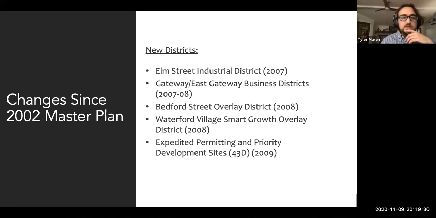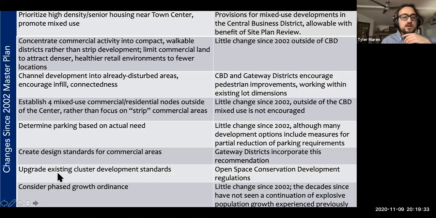So on the next slide, there's a lot of text here. I just plunked this in from the chapter. This is an analysis of some selected major goals and recommendations of that older plan. And I tried to look at what has been done in town since then that looks like it was either in direct response to that or even just coincidentally fit into that goal. And so some things there definitely have been progress on. The first, prioritize high density / senior housing near town center, promote mixed use.